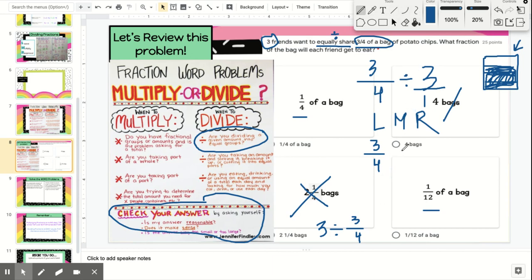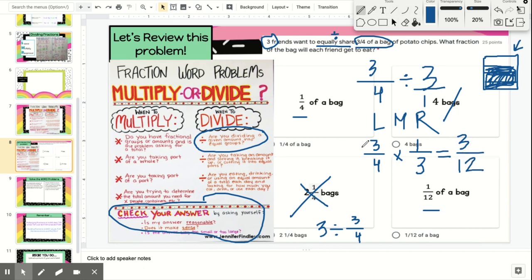M stands for multiply. We're going to switch it to a multiplying problem, and we can do that as long as we flip the second fraction. So 3/1 is going to become 1/3. Then top times top, bottom times bottom. 3 times 1 is 3. 4 times 3 is 12.